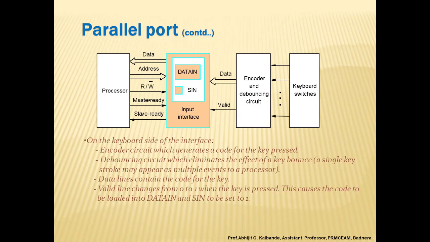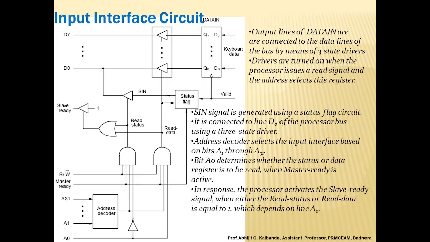The data line contains the code for the key, and a valid line changes from 0 to 1 when the key is pressed. This causes the code to be loaded into the data in register and the signal SIN to be set to 1. Now it is an input interface circuit that will be in front of you.